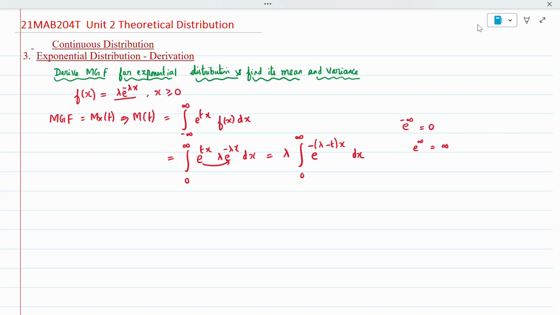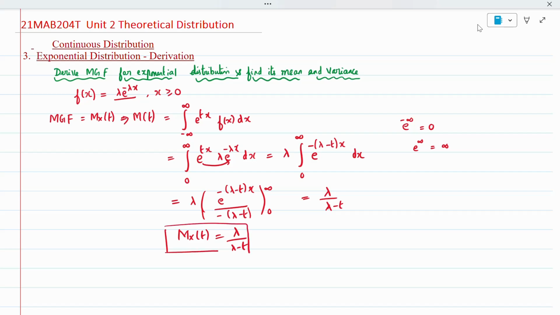Now we integrate this. Lambda is a constant, and the integration of e to the power anything is e to the power as it is, divided by the corresponding term, minus lambda minus t. Substitute the limits 0 to infinity: e to the power minus infinity is 0, and e to the power lower limit, e to the power 0, is 1, minus minus plus. So lambda divided by lambda minus t is my moment generating function. So M_X of t is lambda divided by lambda minus t.